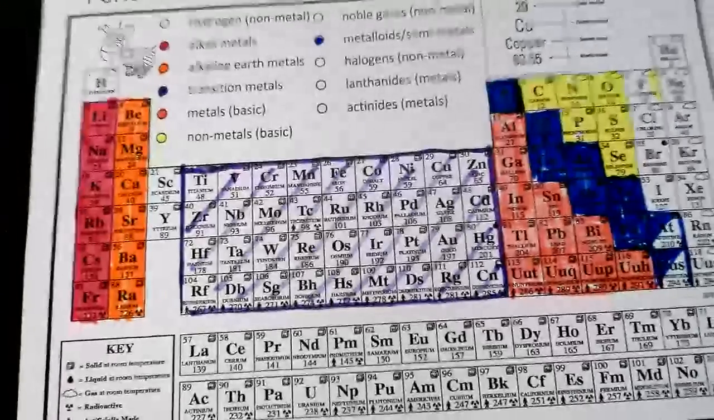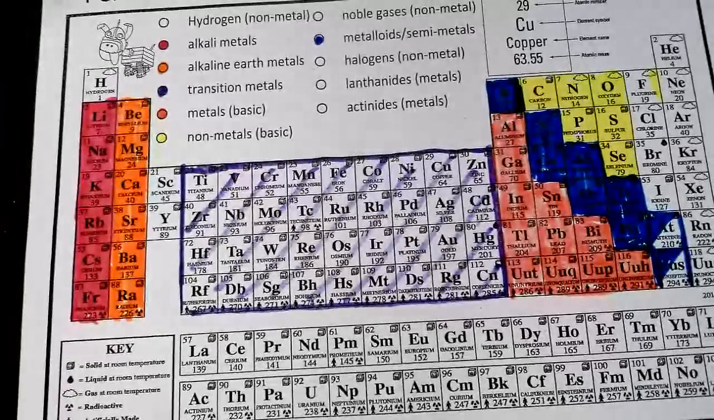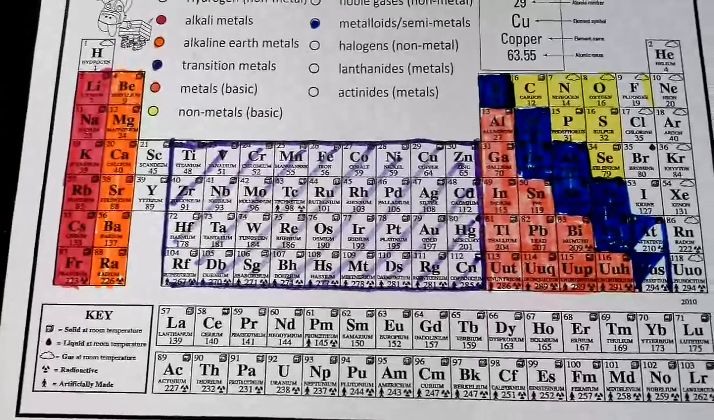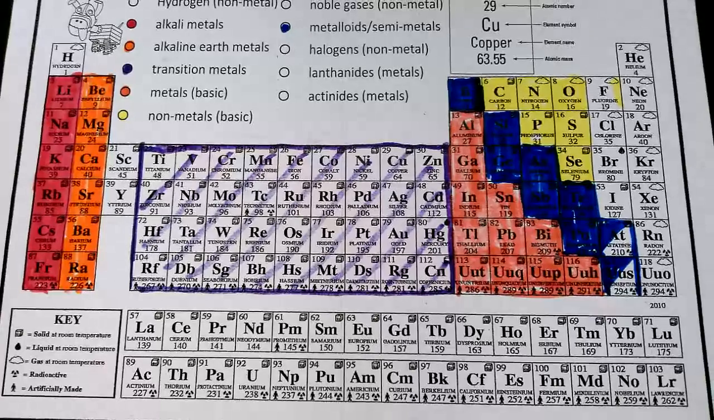All right, the next group that we're going to talk about, we're on group 17 now. Group 17 is the halogen group.